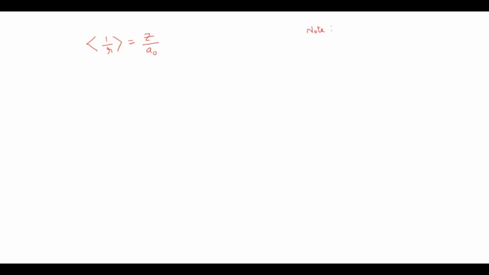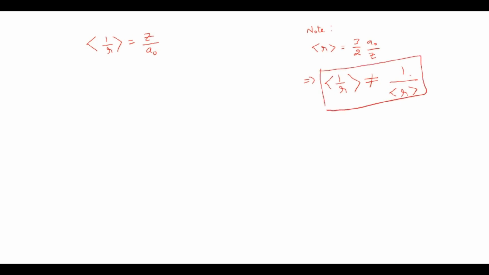And note that the expectation value of r is equal to 3 by 2 a0 by Z. Which means the expectation value of 1 over r is not simply equal to 1 over the expectation value of r. So they are different, okay. Please note that. This is because of the constant term, that is 3 by 2. Now when Z increases, the expectation value of 1 over r also increases.